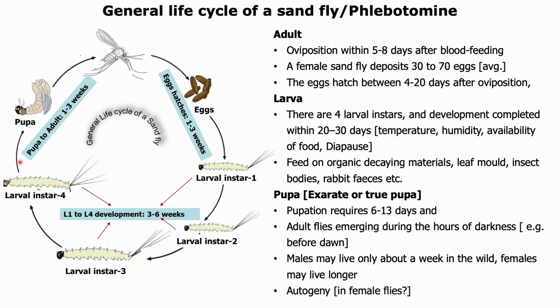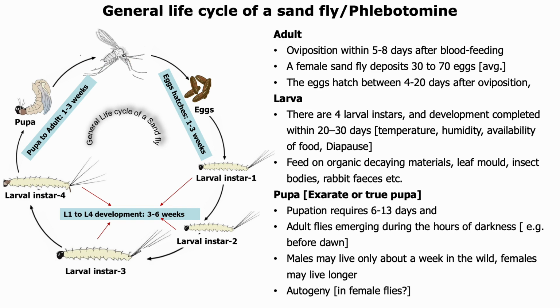After that, pupation usually requires around 2 weeks. Remember that the pupal stage is very sensitive to desiccation. After the pupation period, adult flies emerge during hours of darkness.